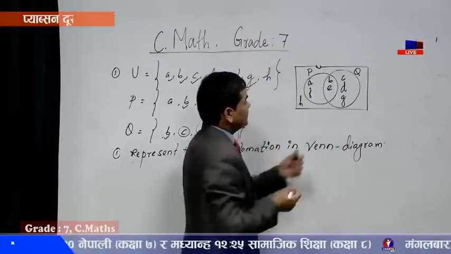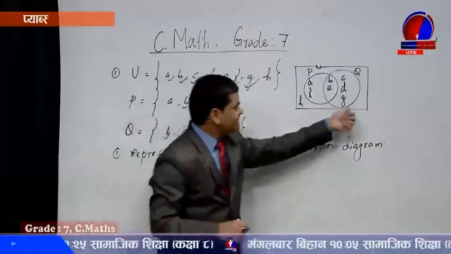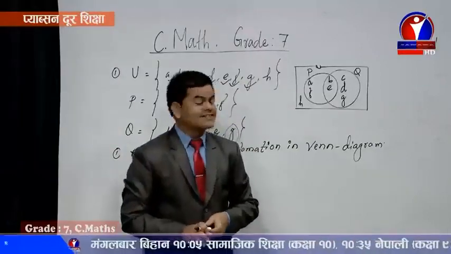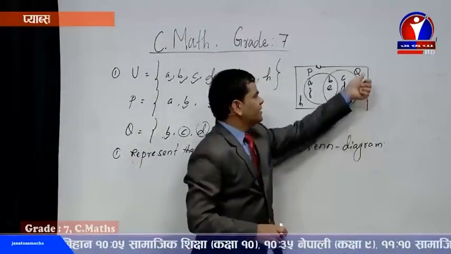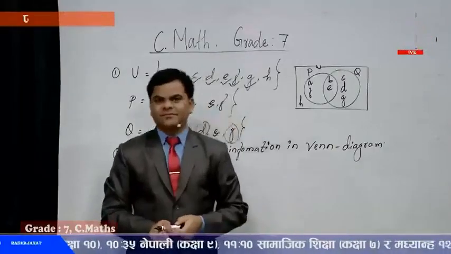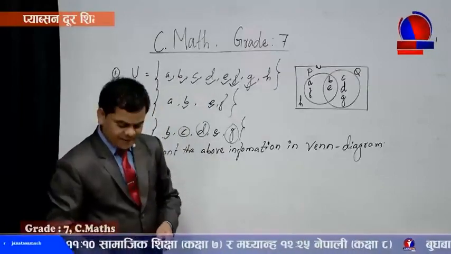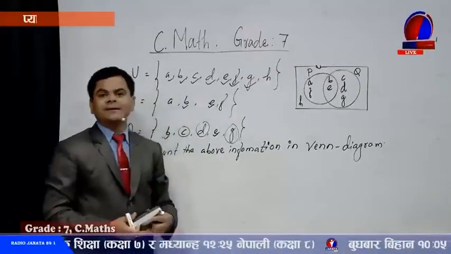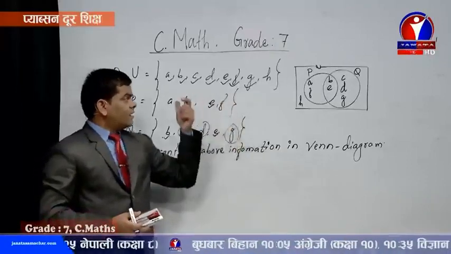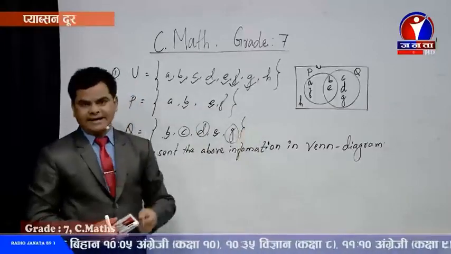Most people write on this side because most people are right-handed. That's why they write on this side. Although I'm right-handed, I'm writing on this side. We can write anywhere. It doesn't mean that we need to keep it here or in other places, but it should be outside of the circle. That's all. Wherever you like, wherever there is more blank space, you can plot it. So this is the representation of the information given to us in a Venn diagram.